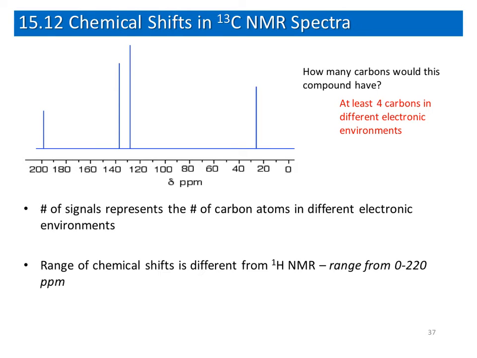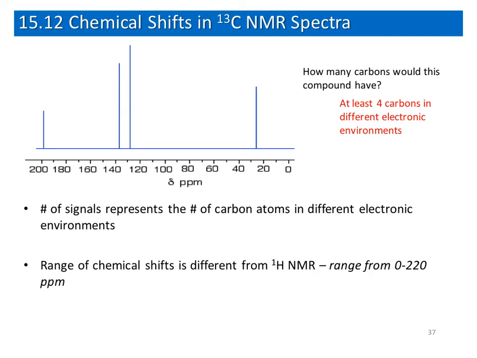Now, how do we know that? You should always look at the molecular formula. If in the molecular formula you have a specific number of carbons, and in the carbon NMR you see fewer signals than the number of carbons, you should always think about symmetry in the molecule.